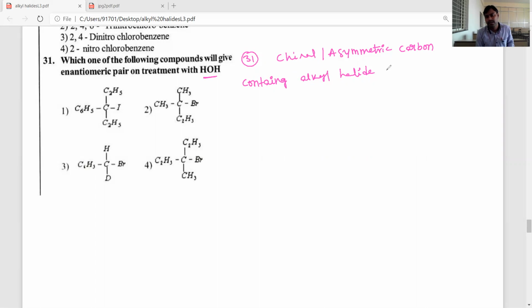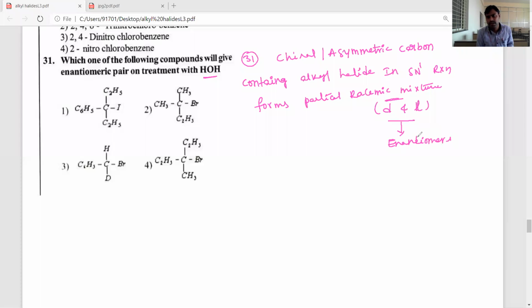An alkyl halide in an SN1 reaction forms a partial racemic mixture. Okay, students. The racemic mixture means D and L. D and L are non-superimposable mirror images, and D and L isomers are called enantiomers. Now among these, we have to identify which produce enantiomeric pairs.